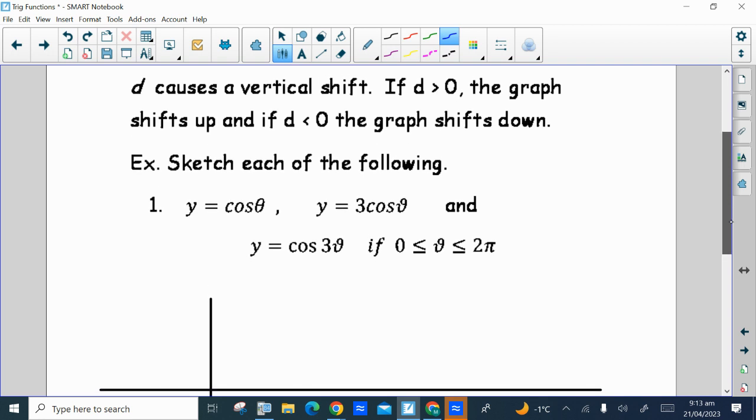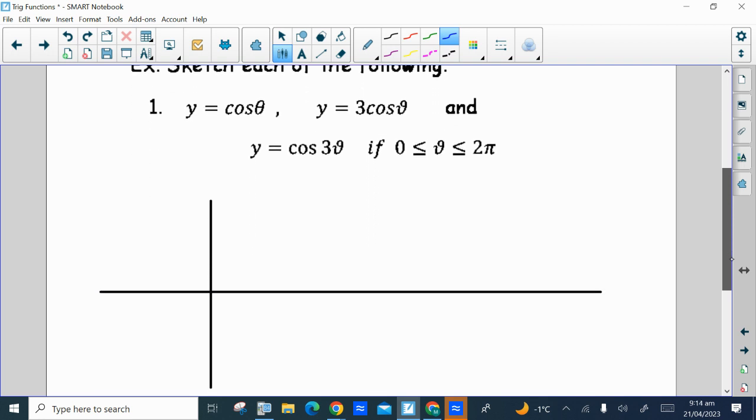D shifts the graph up and down. When it's positive, it goes up. When it's negative, it goes down.